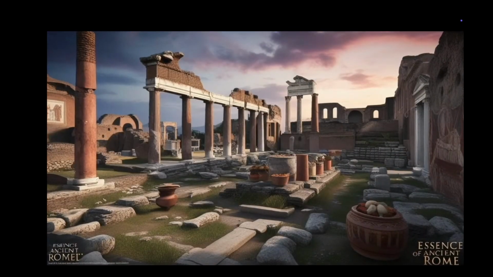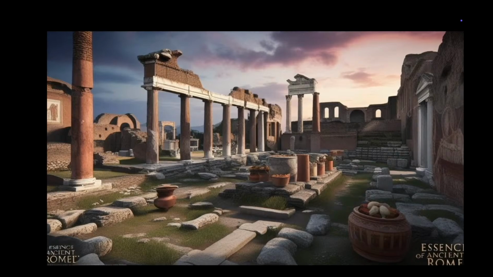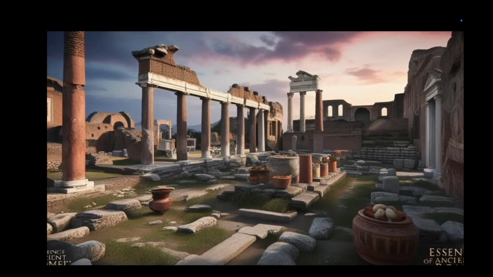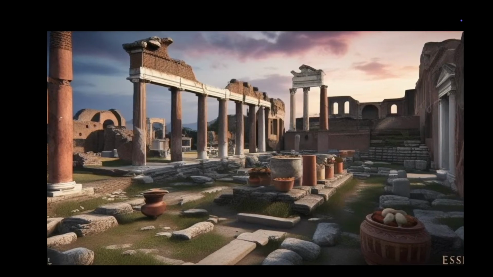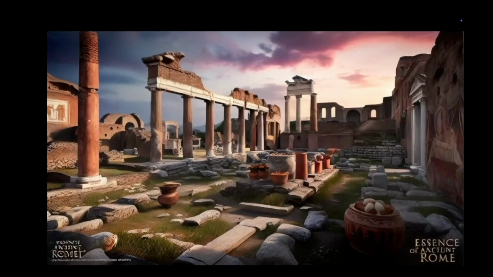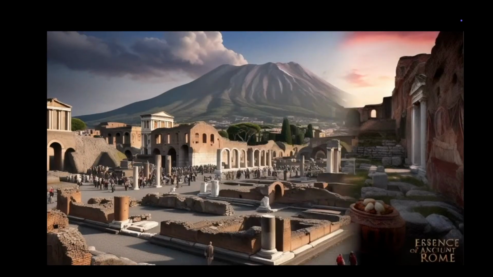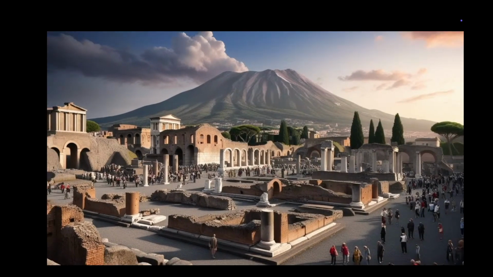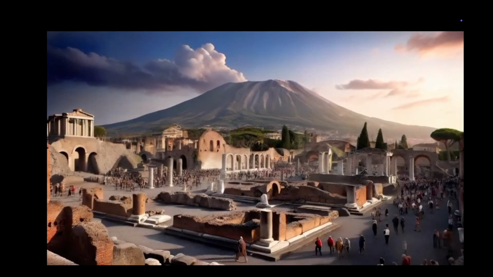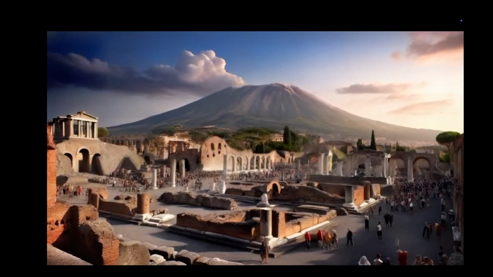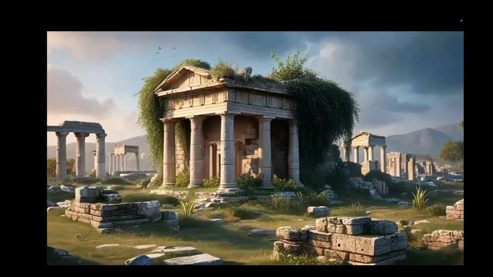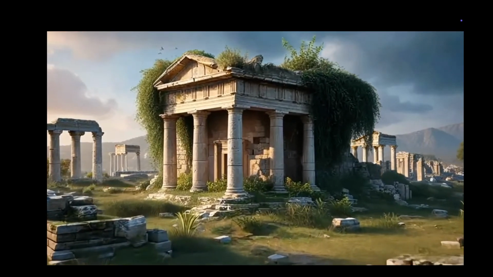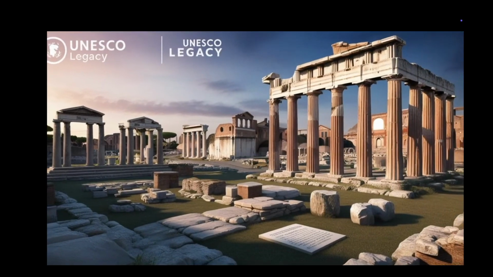We've learned about Roman culinary habits, social structures, and even their religious practices. The city's ruins tell a story of resilience and vulnerability, capturing the essence of life in ancient Rome. Today, Pompeii stands as a UNESCO World Heritage Site, drawing millions of visitors each year. It serves as a poignant reminder of the power of nature and the fragility of human existence.